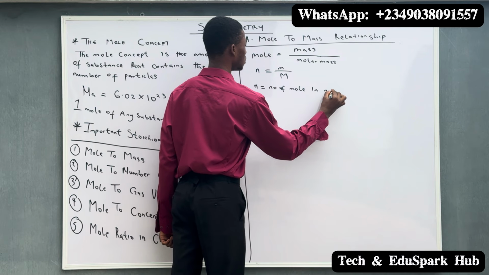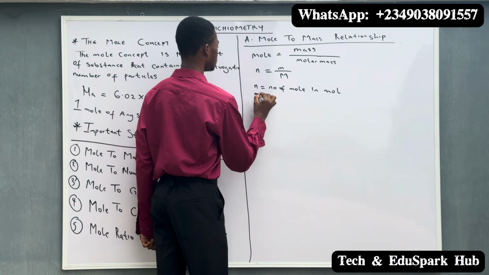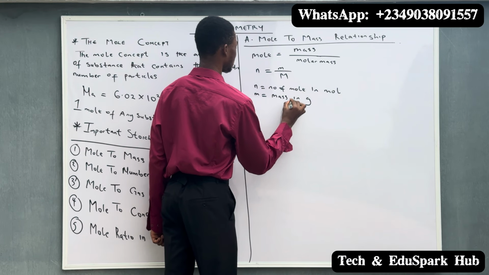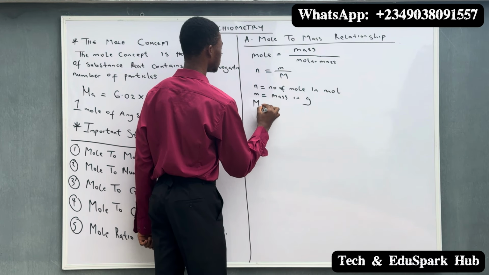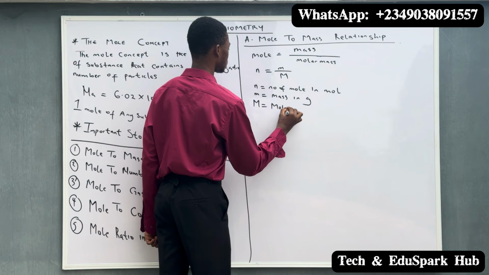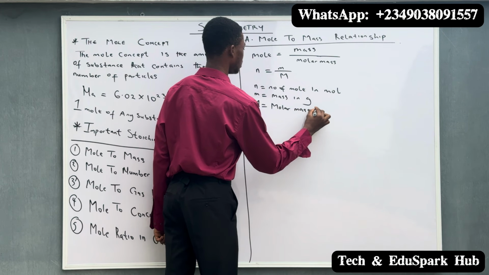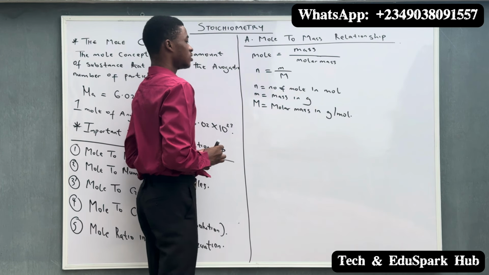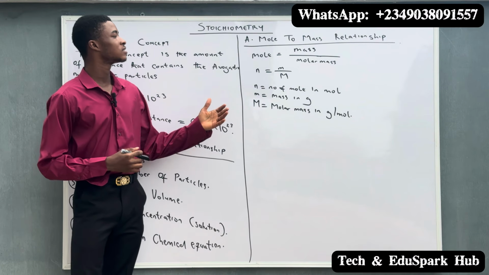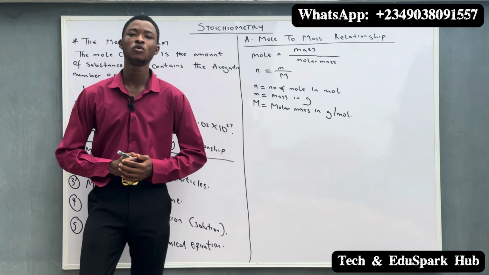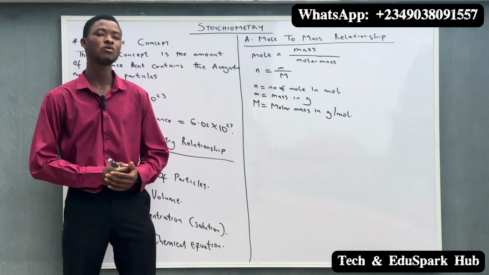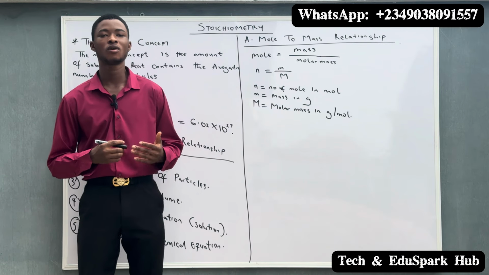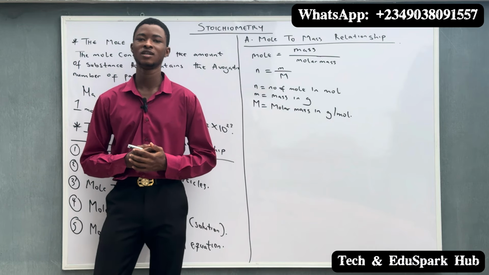in mole, so that is the unit, while the m is equal to the mass in gram, and lastly we have the big M, which is equal to the molar mass in gram per mole. So these are the units of the first stoichiometry relationship, which is the mole to mass relationship, which is given as mole equals mass over molar mass. So let's look at examples under this stoichiometry relationship.